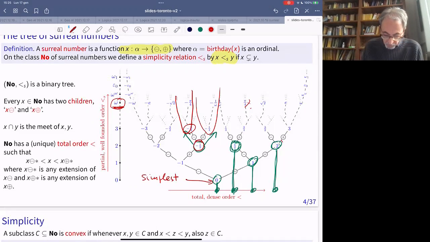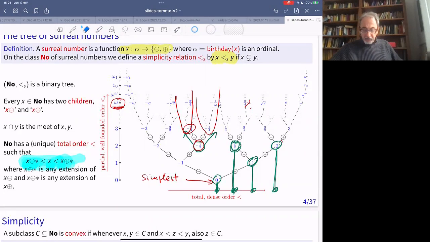So this is what is written here. X minus is the left child of X, and star means any descendant of it, so any prolongation of the sequence. All these are smaller than X, and on the other side, X is smaller than its right child and all its descendants. So in the picture, it just looks like this.